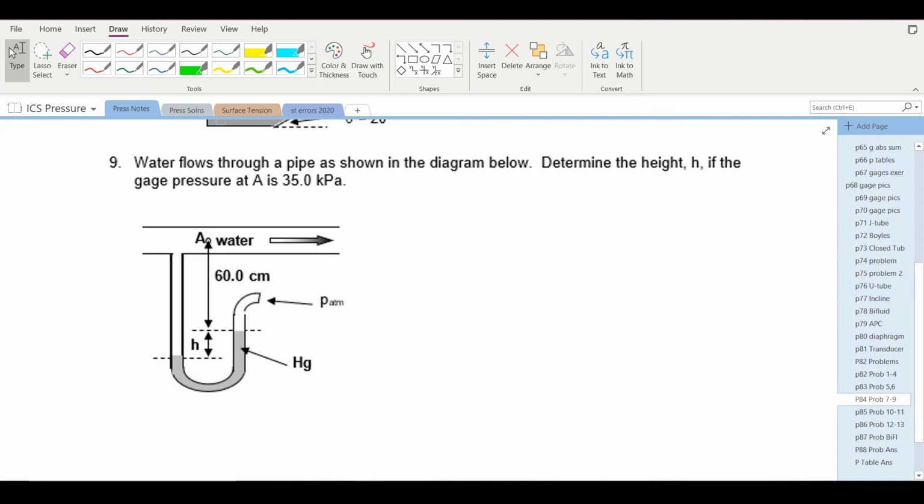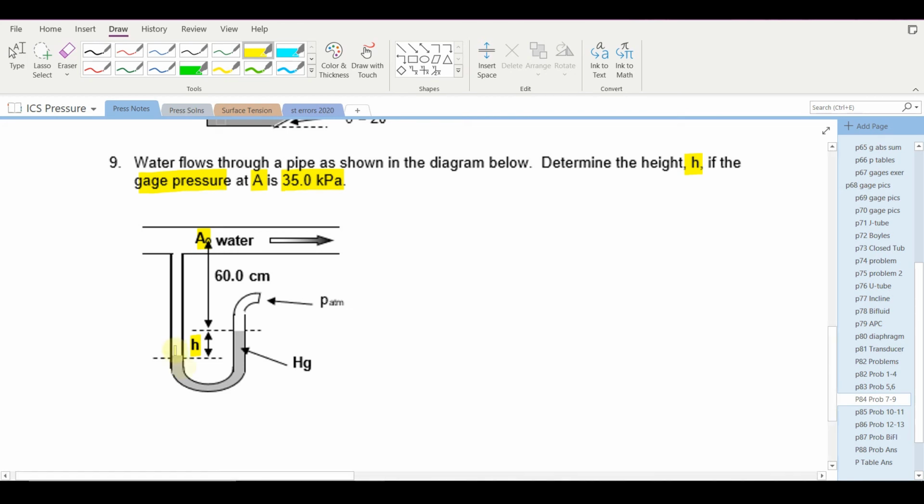So problem number 9 says that water flows through a pipe in the diagram as shown below. So here's water flowing through the pipe. Determine the height h, which is here, if the gauge pressure at A is 35 kilopascals. And here's the point A. Might seem kind of odd when you first look at it. How would we determine the pressure at point A?